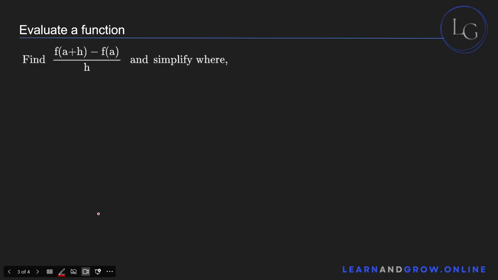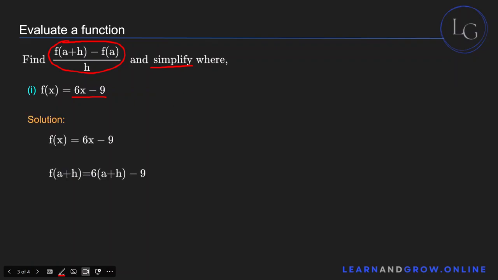Now let's evaluate a function, right? It says that we have to find this entire expression and we have to simplify it at the end. So it says that f of x is equal to 6x minus 9, right? So once we have f of x, now we have to find f of a plus h, right?